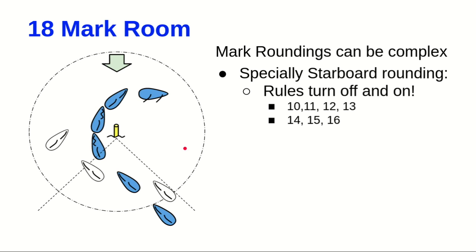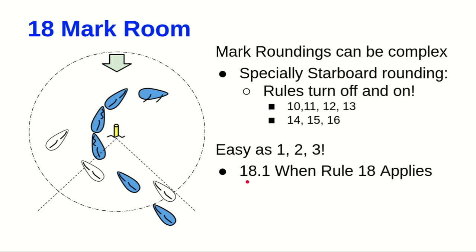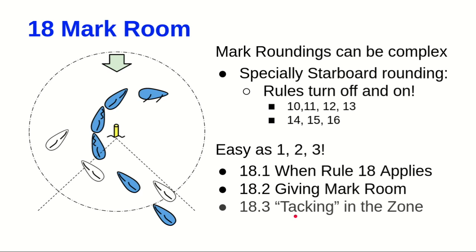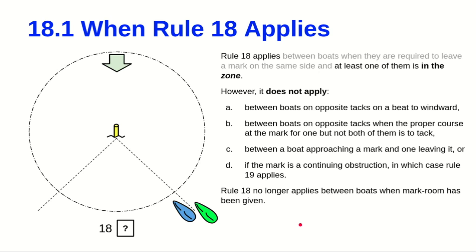And then on top of that, we actually have Rule 18. But remember, Rule 18 is as easy as 1, 2, 3. 18.1, when Rule 18 applies. 18.2, what it means to give mark room. 18.3, one of the exceptions, tacking in the zone. And 18.4, jibing in the zone. Okay, there's an extra exception. So let's get into it.